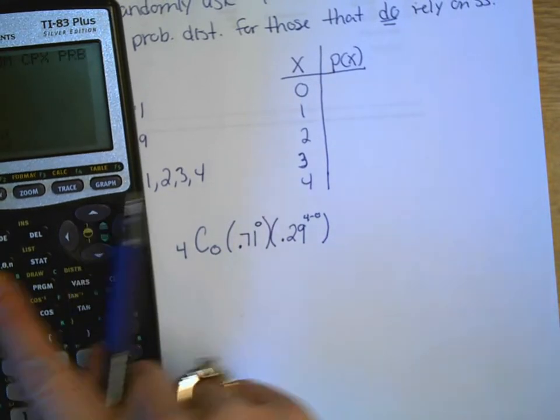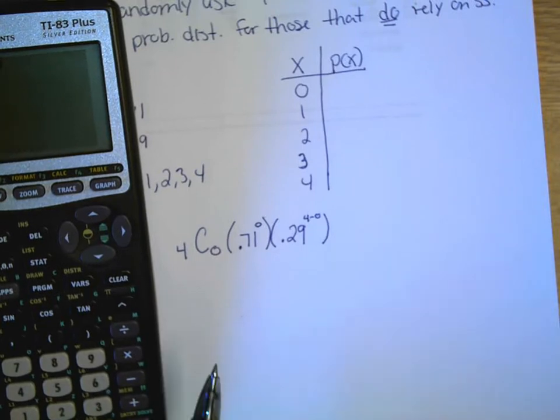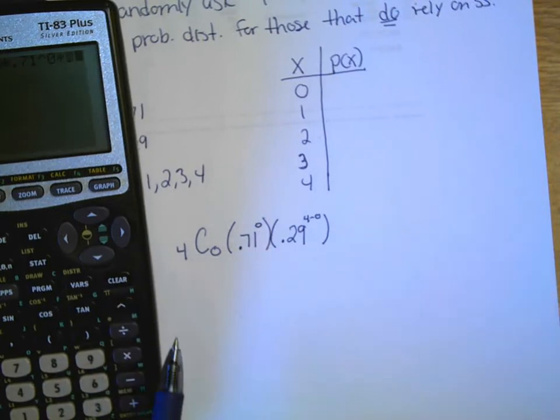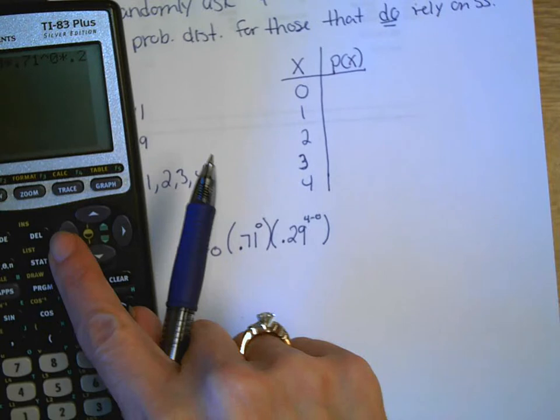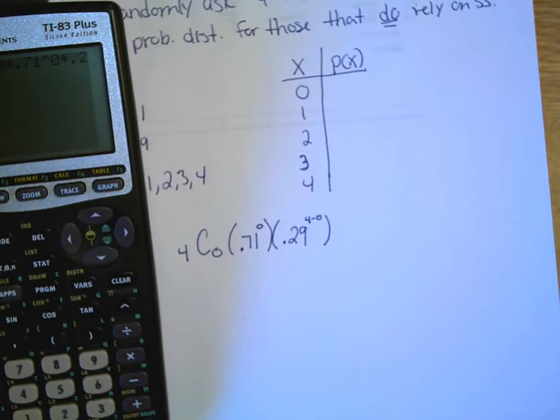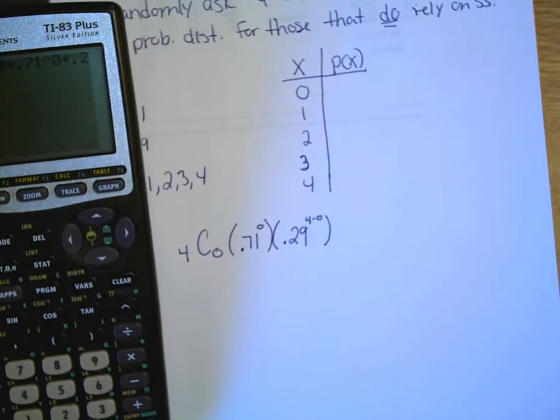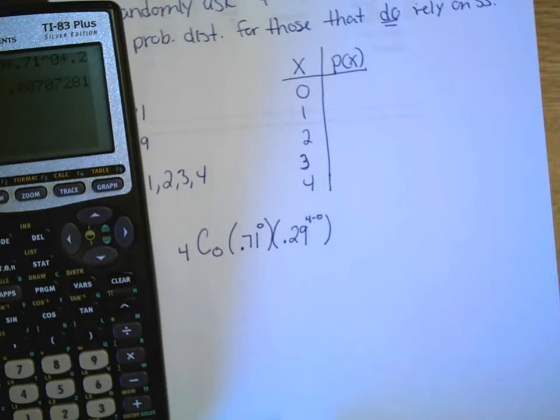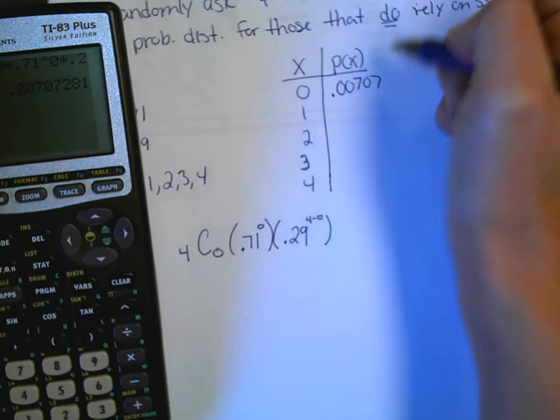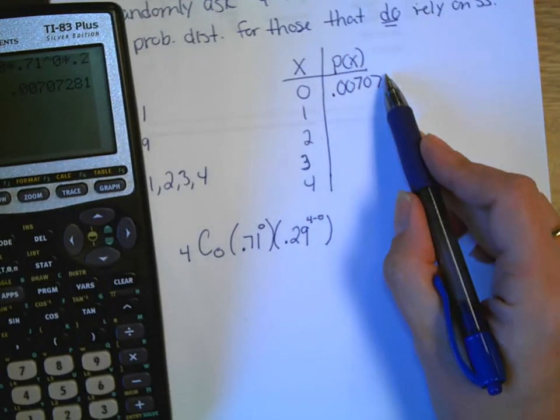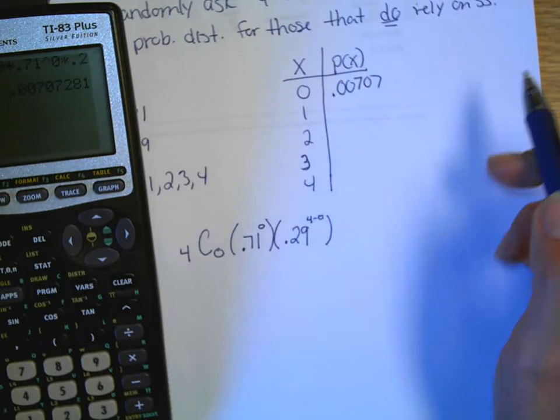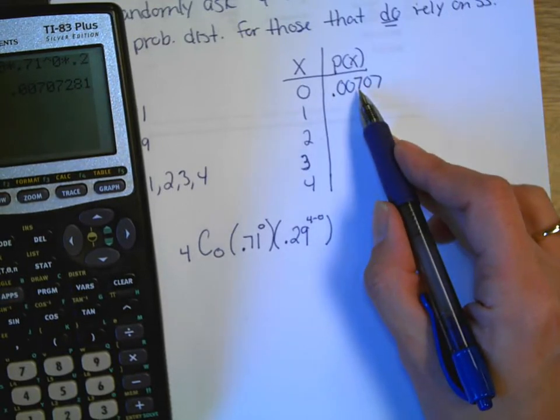So 4, math, over to probability, NCR, 0, 0.71 to the 0, times 0.29 to the 4. I just want to make sure. So what's our probability here? Press enter. 0.00707. The book is very inconsistent on how many places. Usually, once they get a non-zero digit, they'll put 3 or 2 after that. If you put 0.007, am I going to mark it wrong? No.